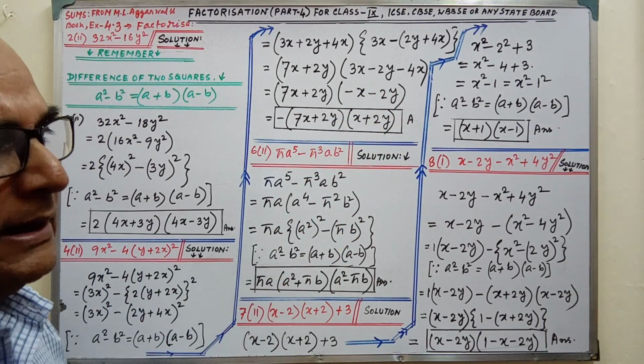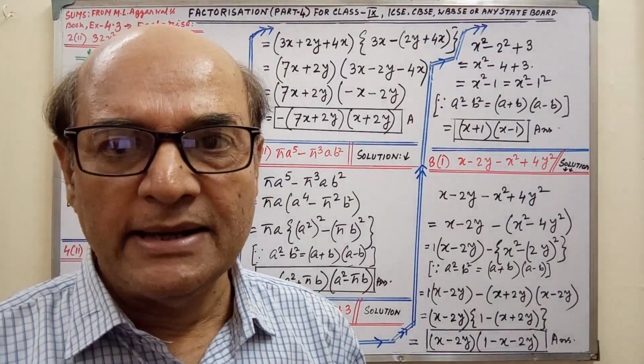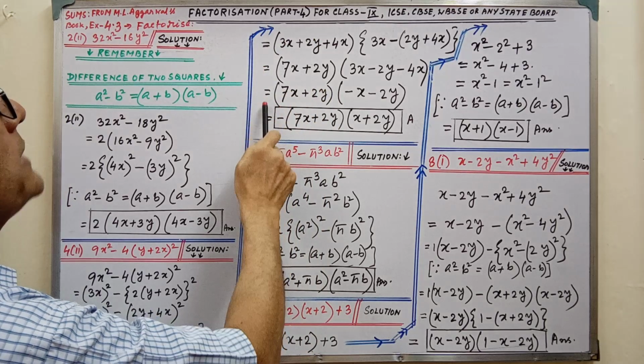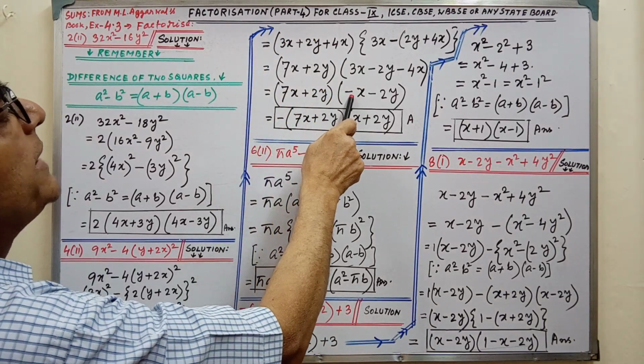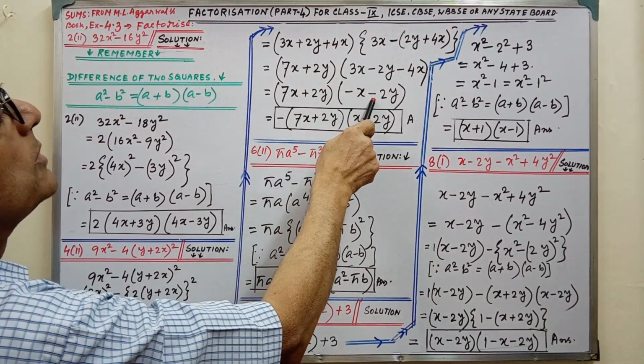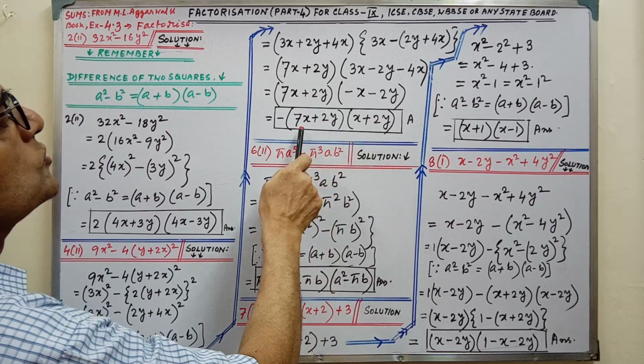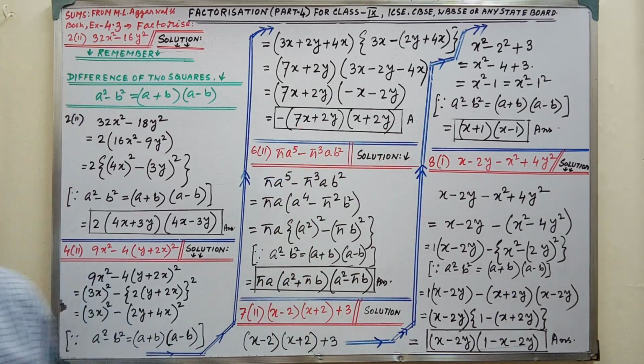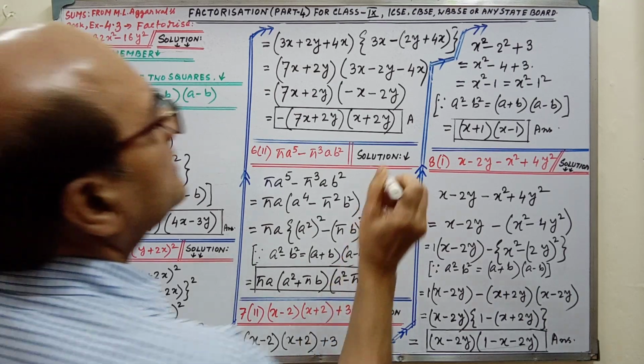When you see a minus coming first, then we have to take common minus. After taking the common minus, this sign will be changed, so it will be plus. So finally the answer is this. This is the answer. You must write this answer.